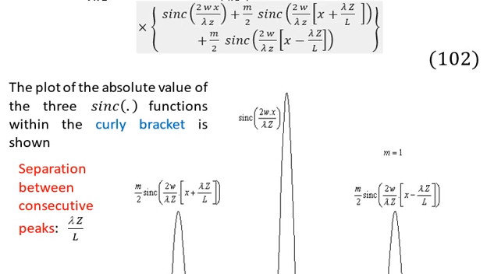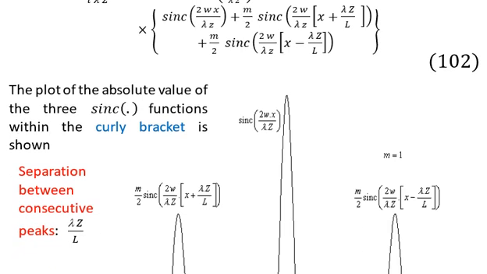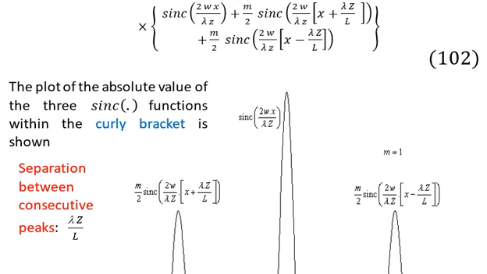But you know that we are going to plot the absolute value of equation 102 in one dimension, because these are complex values containing two complex constants and two complex exponents, and there is also iota lambda z in the denominator. Complex mathematical expressions cannot be plotted, so we need to take the absolute value of each of these. So the plot of the absolute value of the three sinc functions within the curly bracket is shown.